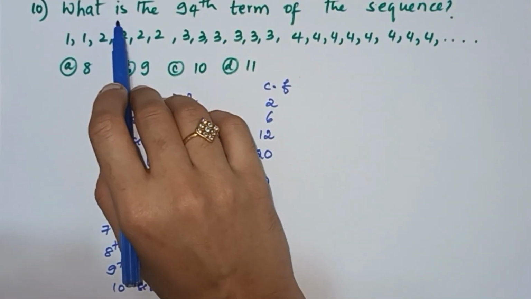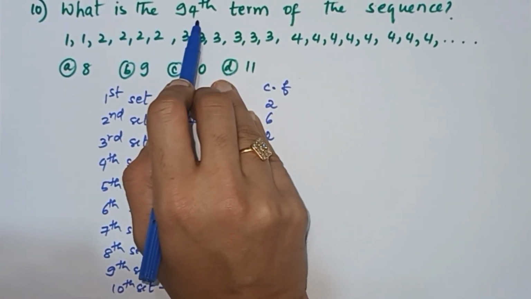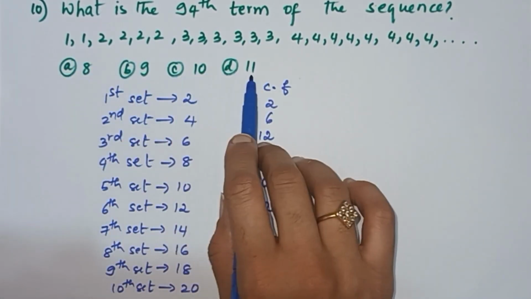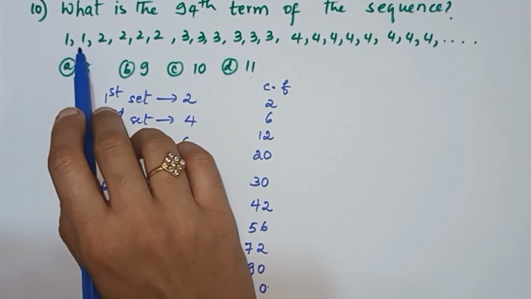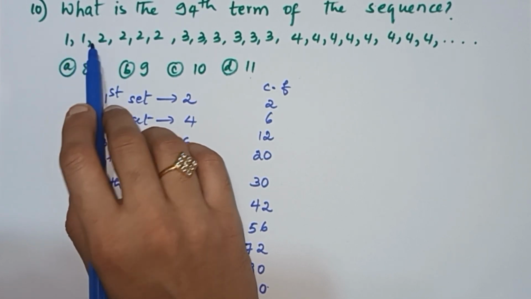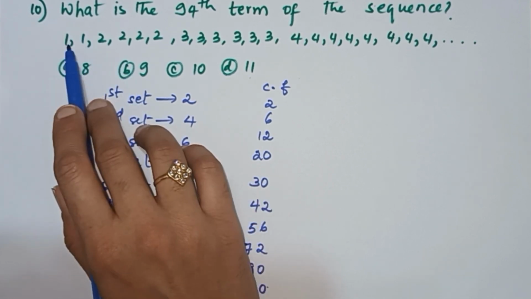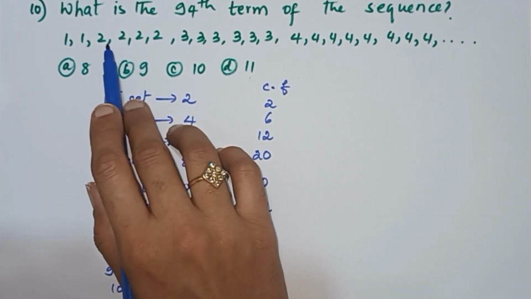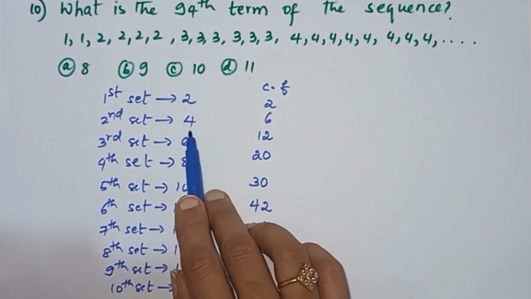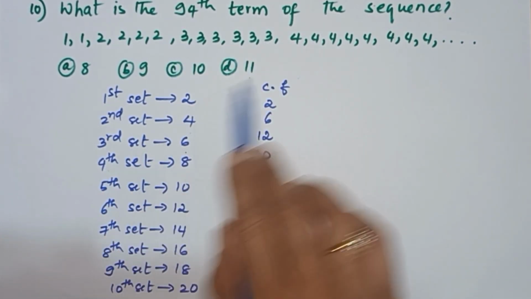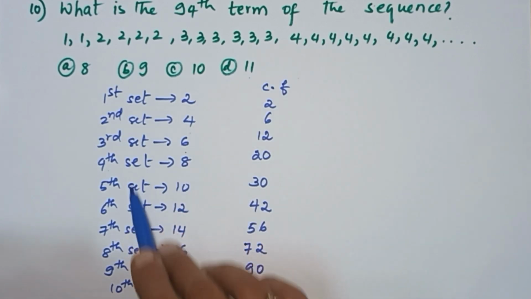Last question is, what is the 94th term of this sequence? This is the given sequence and four options given here. Now I will segregate the terms of this sequence into different sets. See, the first set has 1 repeated 2 times, second set has 2 repeated 4 times, third set has 3 repeated 6 times, fourth set has 4 repeated 8 times, and so on.